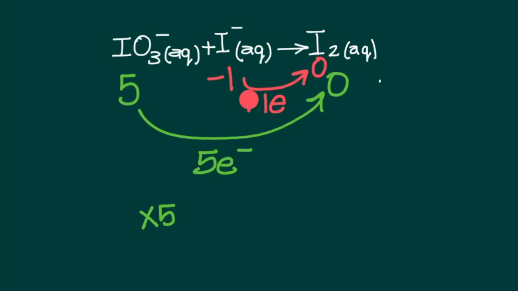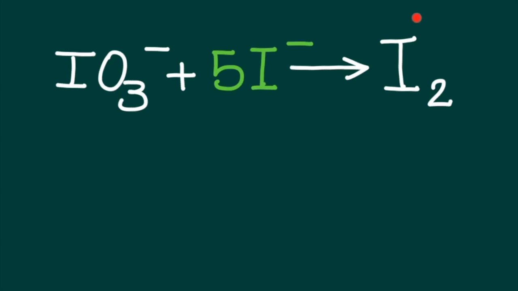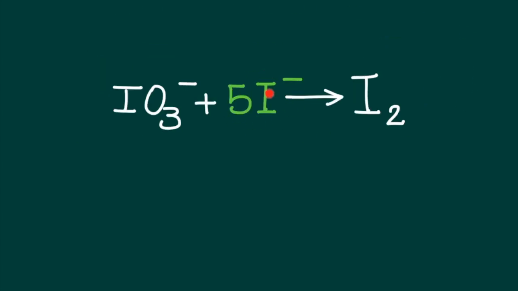So here we see the relationship of 5 to 1, where one electron is lost here, but 5 are needed here. This immediately suggests that we need to multiply this by 5. And the result would look like this, where we have added 5I negative to provide the 5 electrons needed to reduce this I from oxidation number 5 to oxidation number 0. And we would justify why this I negative goes from oxidation number -1 to oxidation number 0.